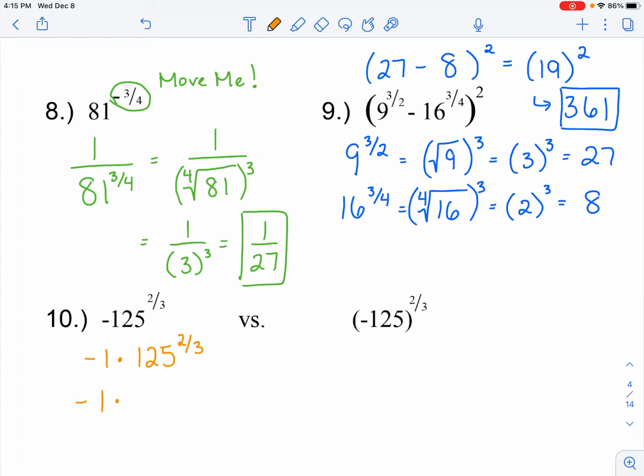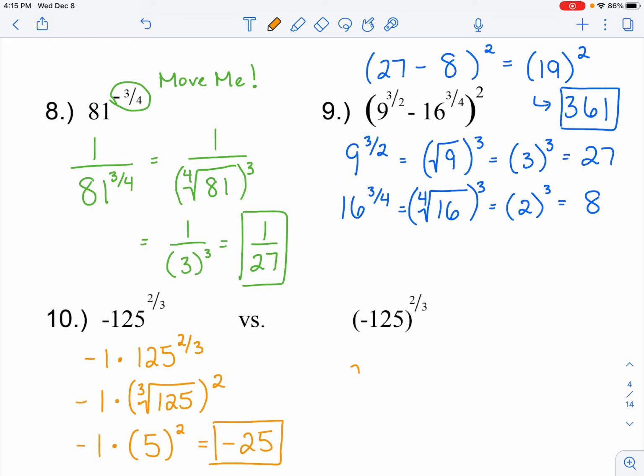So I'm going to make this negative 1 times. This is a cube root of 125. The exponent is a 2. And I'm going to work it from there. Cube root of 125 is 5. 5 squared is 25. Negative 1 times 25 is negative 25. Final answer here, negative 25.